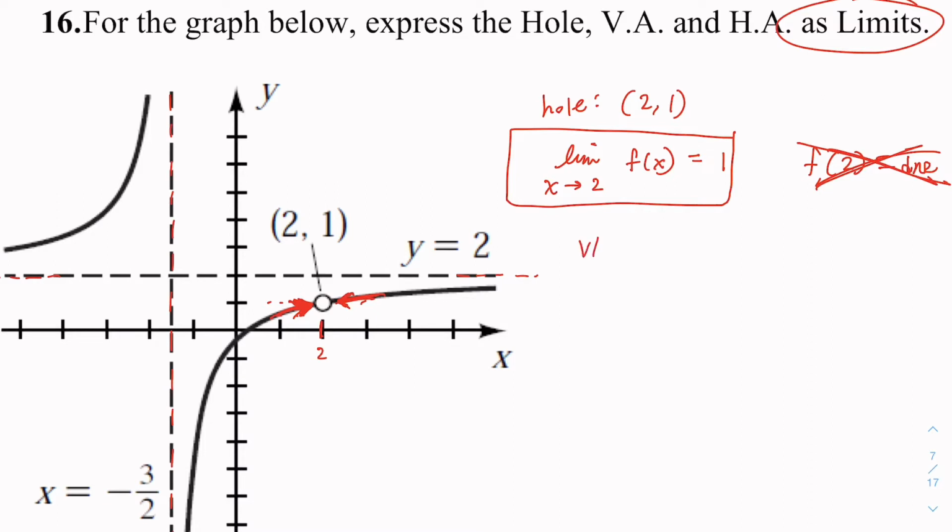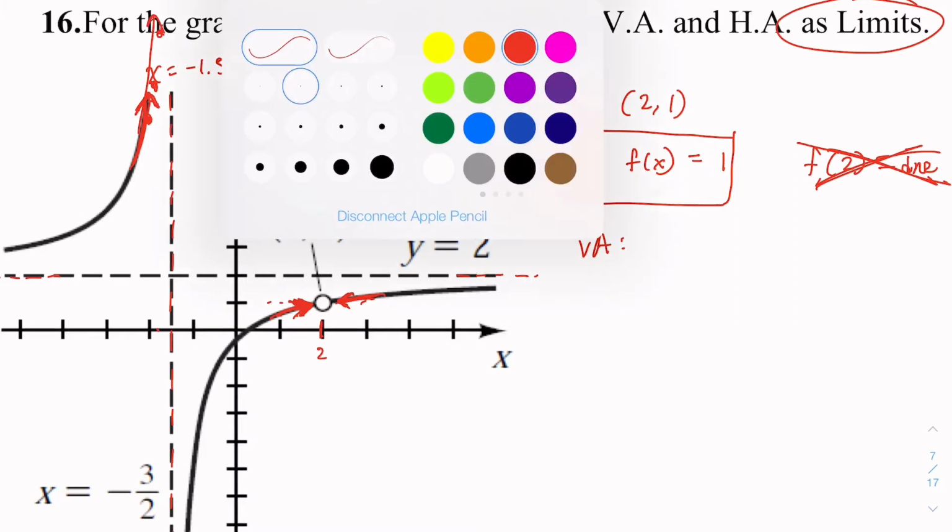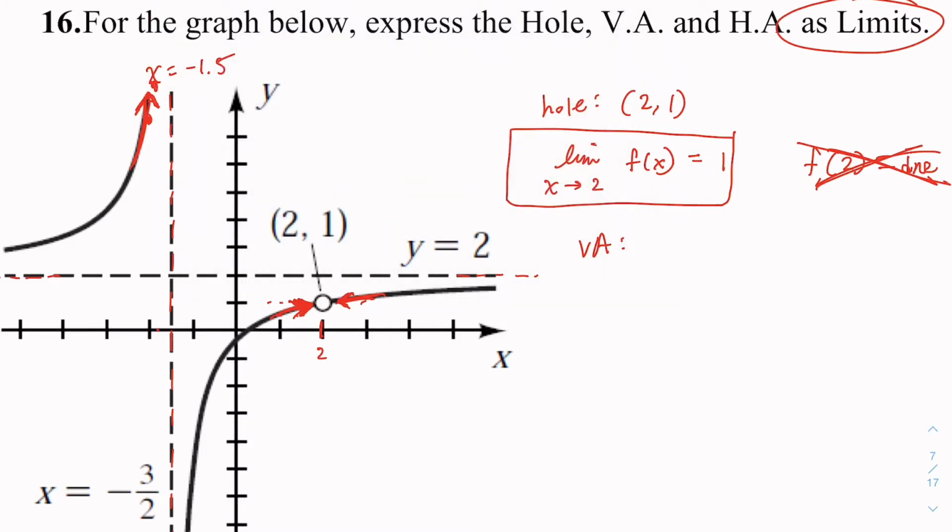Let's try our vertical asymptote next. By the way, this is how we always write holes, right? As x approaches the x value, the y value goes here. Okay, for our vertical asymptote, we have a vertical asymptote at x equals, let's call that negative 1.5. So at negative 1.5, on the left-hand side, the limit goes up towards positive infinity, right? As I get closer and closer to negative 1.5, my graph is going higher and higher and higher. But that's only from the left side.